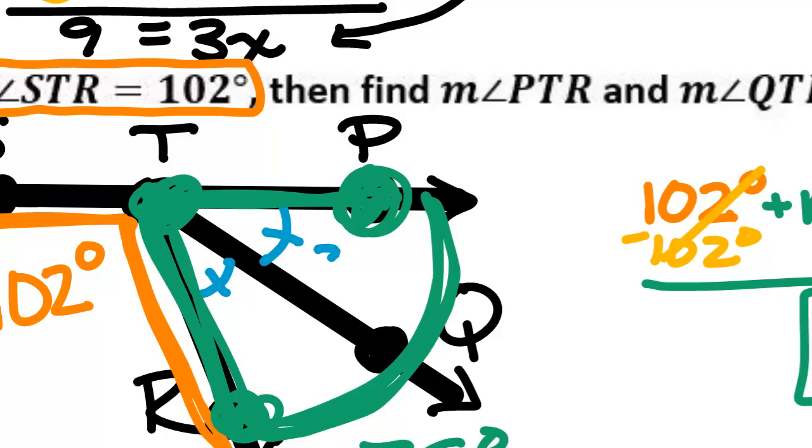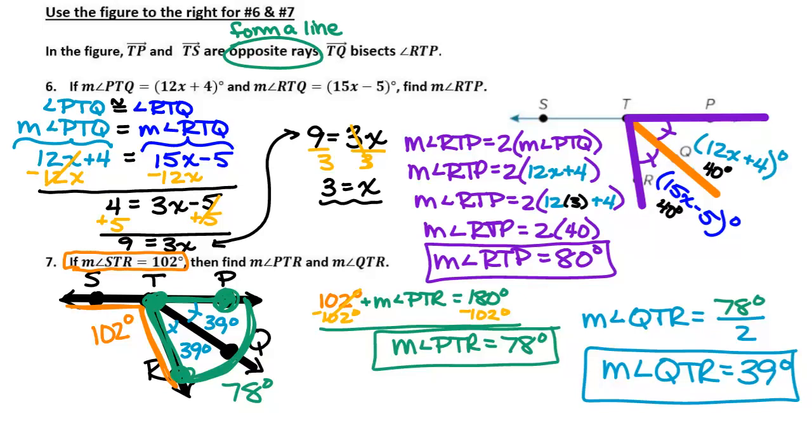So this little angle over here is 39 degrees. This little angle over here is 39 degrees. All right.